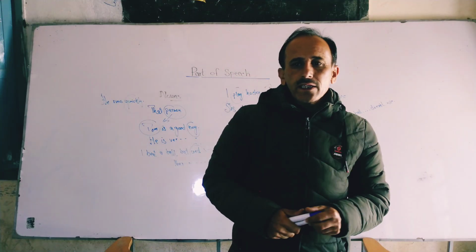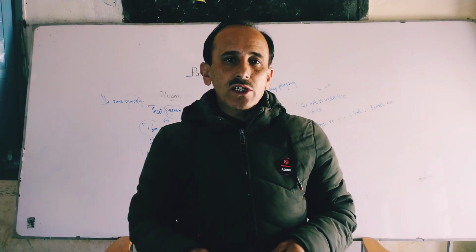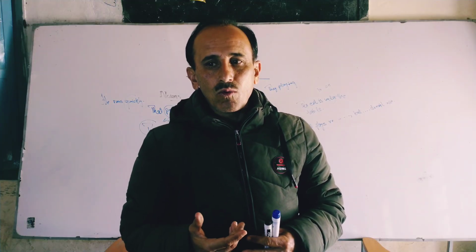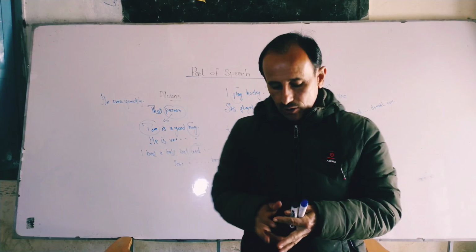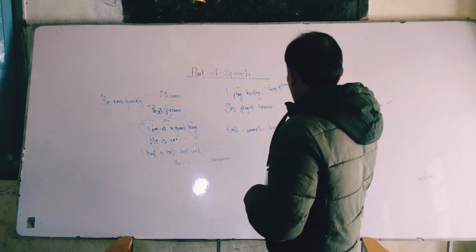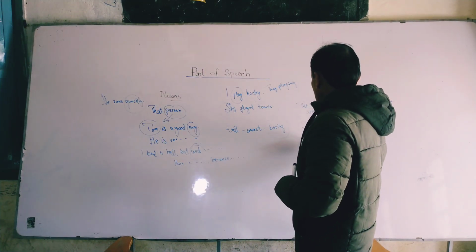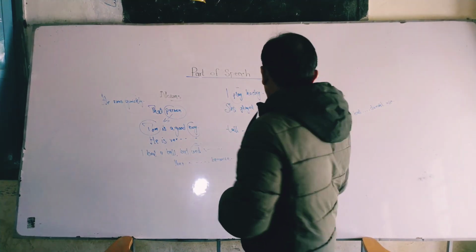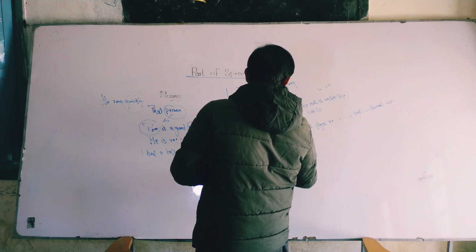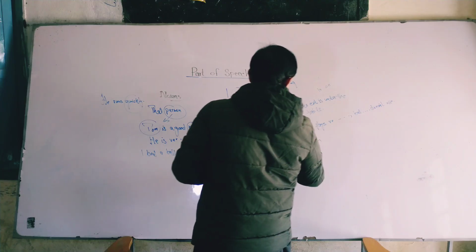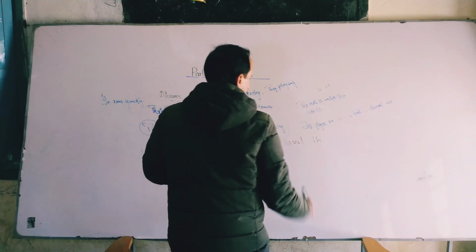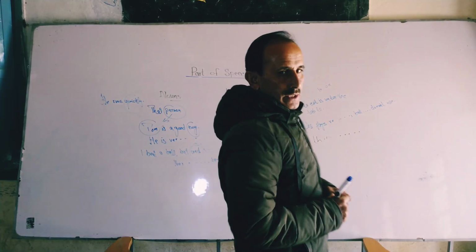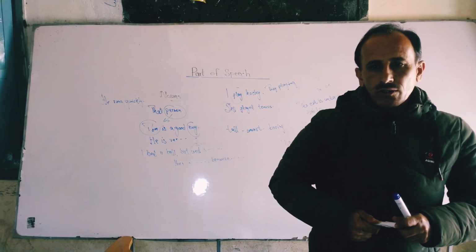The last one, interjection, shows emotions in your speech. For example, we say, wow, that's amazing. We use a sign of exclamation after every interjection. For example, wow! Then we use a sign of exclamation. That is an amazing corn.